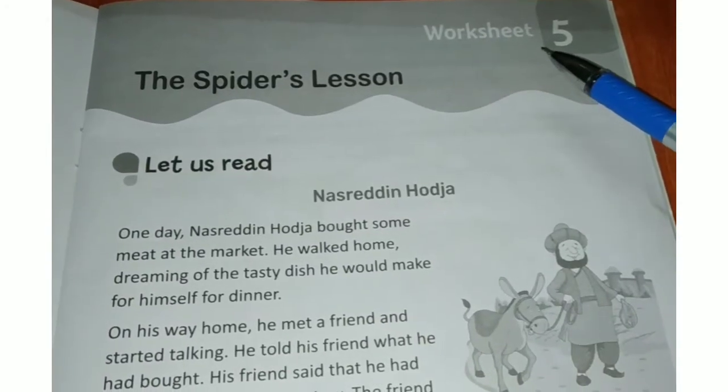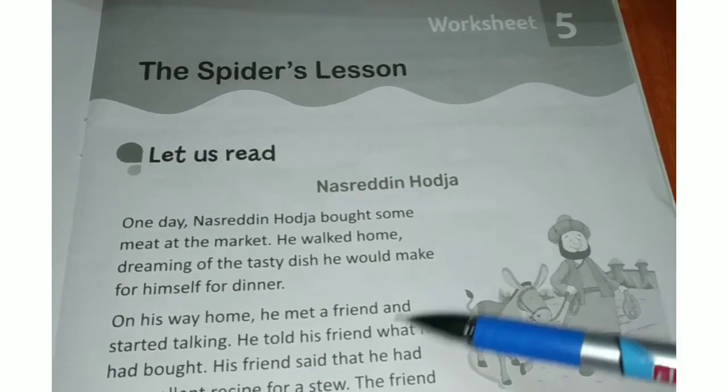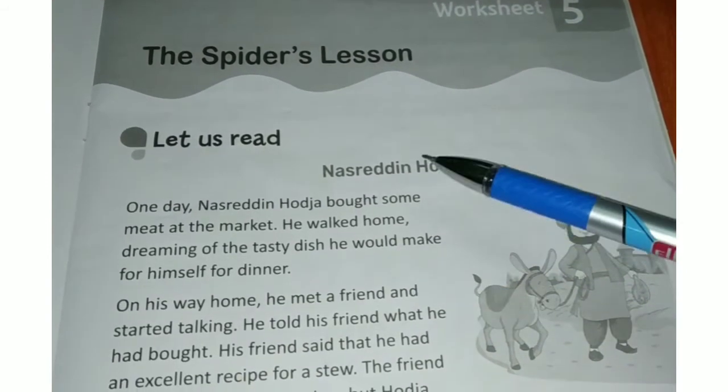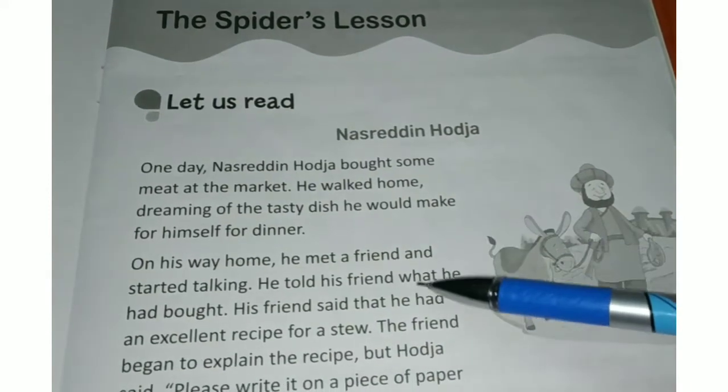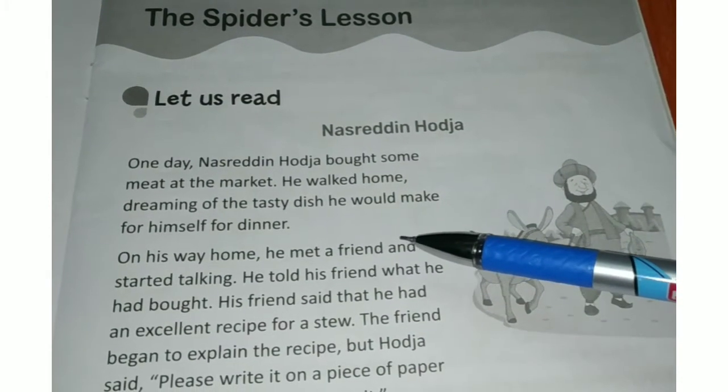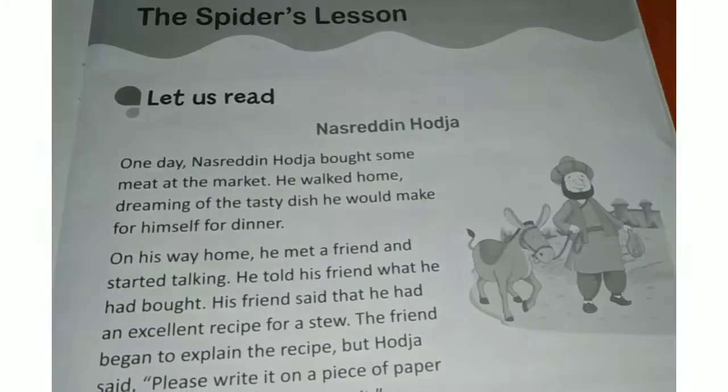Next we move to the worksheet 5. Here you can see one comprehension. You have to read the story and answer the questions which is given at the end of the story. So children, you have to read it carefully.